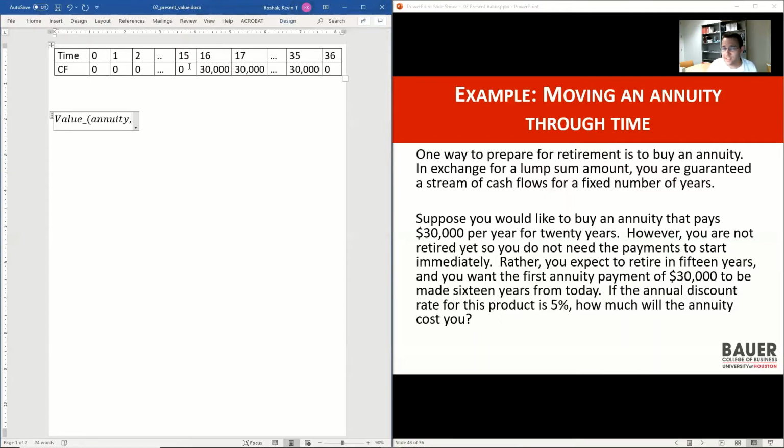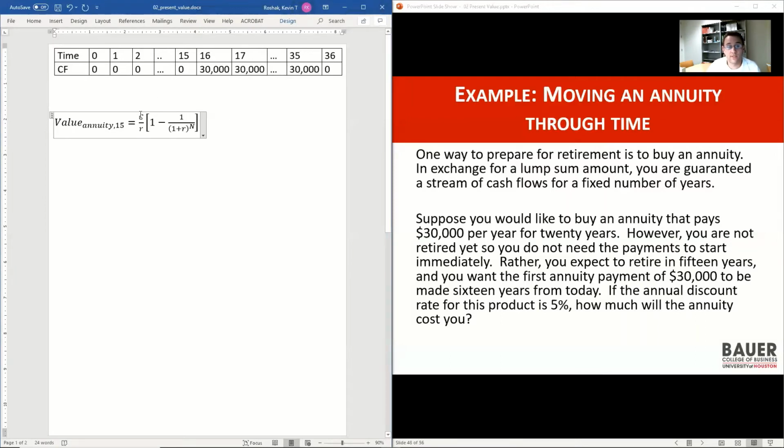But where's the annuity sitting? It's sitting one period before the cash flows start. Cash flows start in 16, so the value has to be sitting in year 15. Once we recognize that, though, the rest is the same. We just have the same old annuity formula that we just saw and worked with.